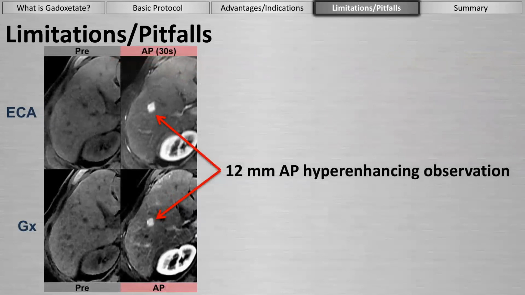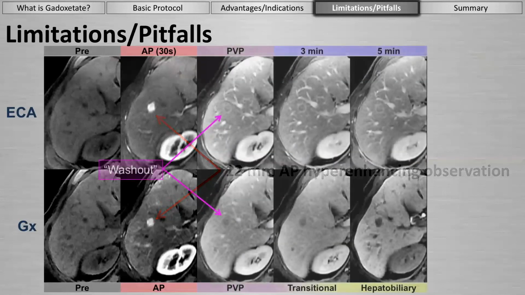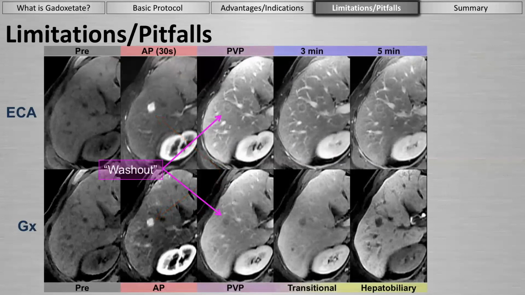Another limitation is shown here. So here we have a cancer, 12 millimeter cancer with an extracellular agent and with gadoxetate. Notice in this particular case, the patient was able to hold his or her breath. So this is a good quality arterial phase with gadoxetate, good quality arterial phase with an extracellular agent. Then we go to the more delayed images and notice that this lesion is washing out, this lesion is washing out. So far, so good. But notice that with the extracellular agent, we see this rim-enhancing capsule. And so this lesion has a capsule and washout.